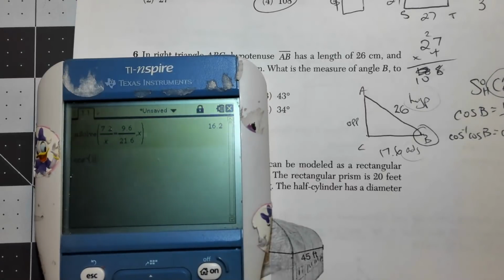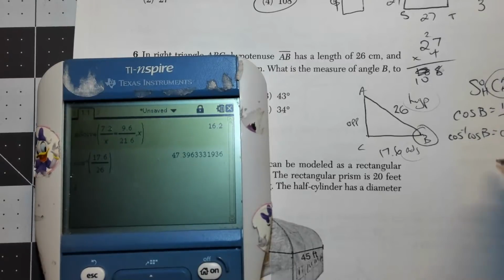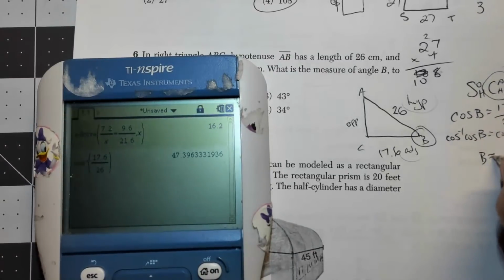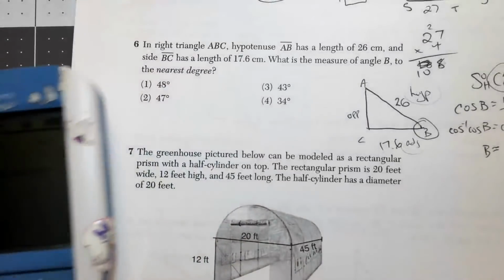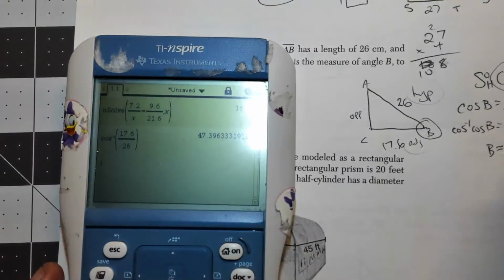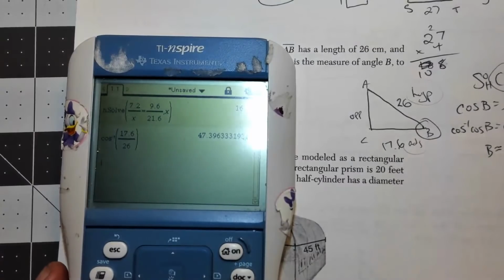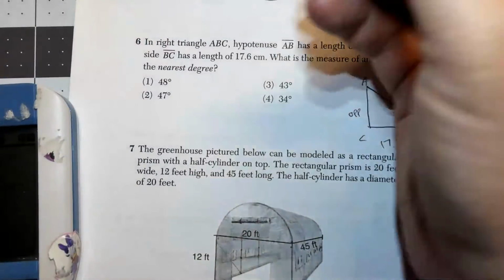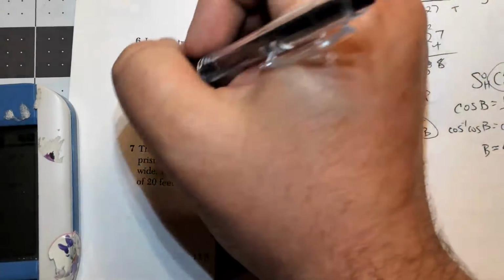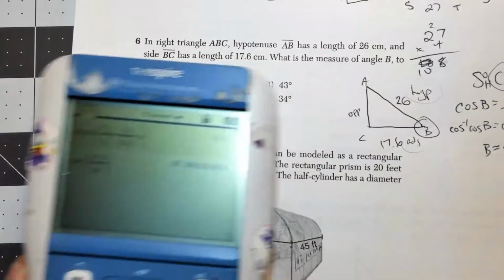17.6 divided by 26. And once again, you can also just do numeric solve. So if you forget, there's an option for you there. It does say round to the nearest degree. That would be 47.3, so 47 degrees. And there's our answer.